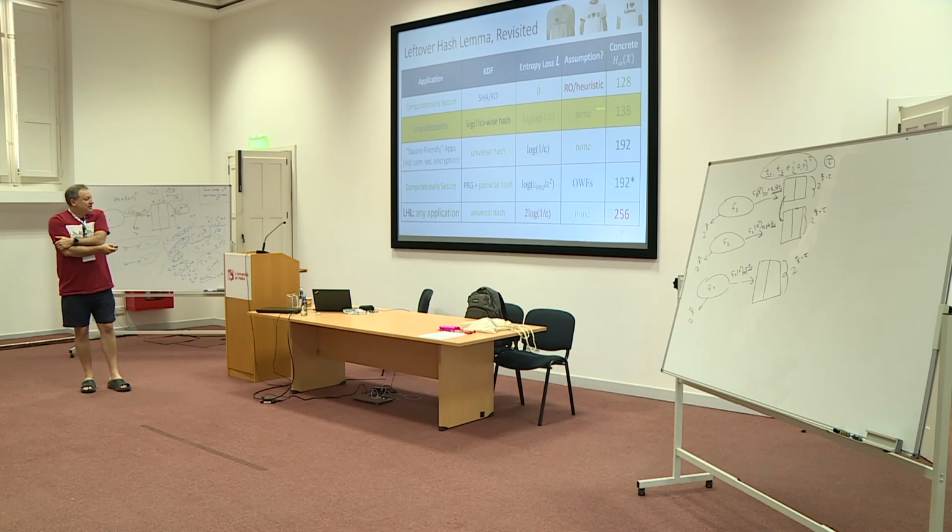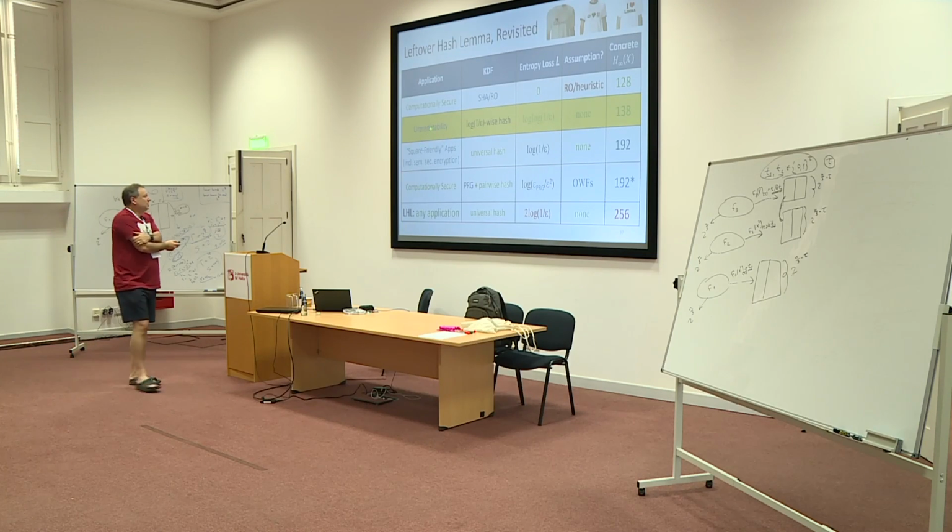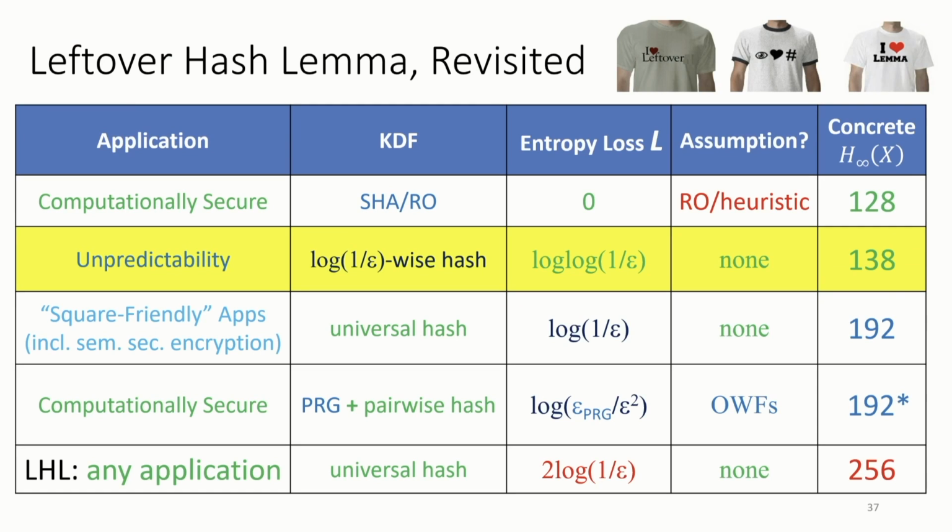And finally, at Eurocrypt 2014, in another paper with Krzysztof and Daniel Wichs, we show that if you want to do a key derivation function for all unpredictability applications, like digital signature schemes or message authentication codes and so on. So for example, for Bitcoin, I think cryptography is only used for digital signature schemes, right? That's the only cryptography, key cryptography, which is used.